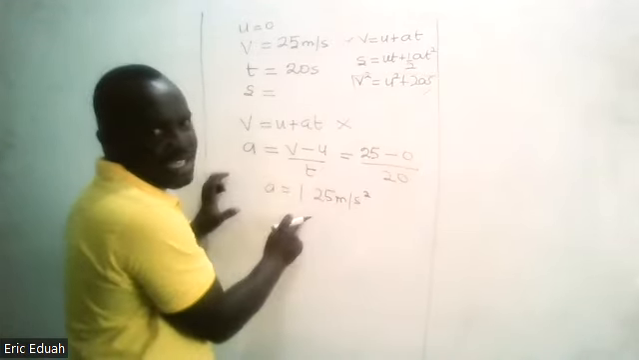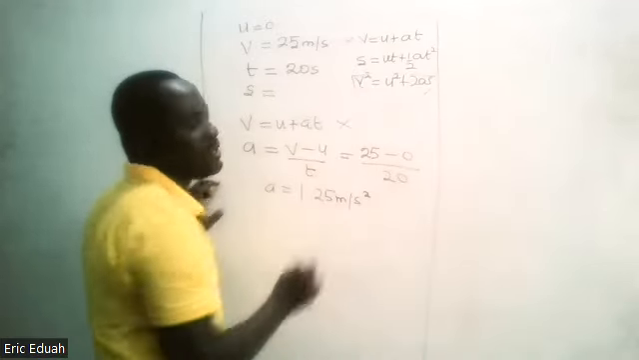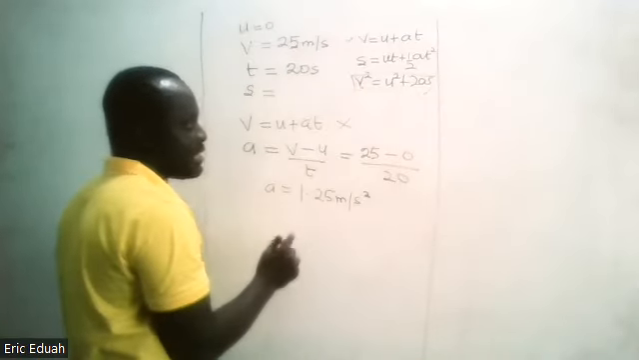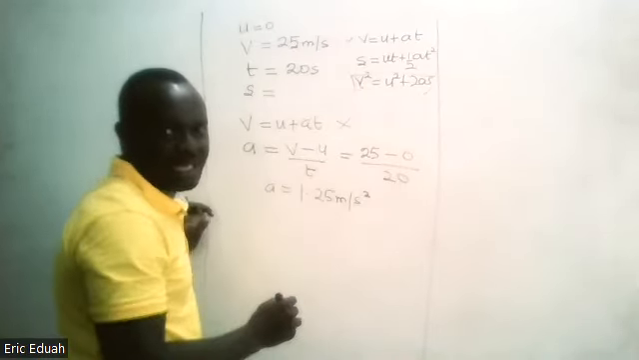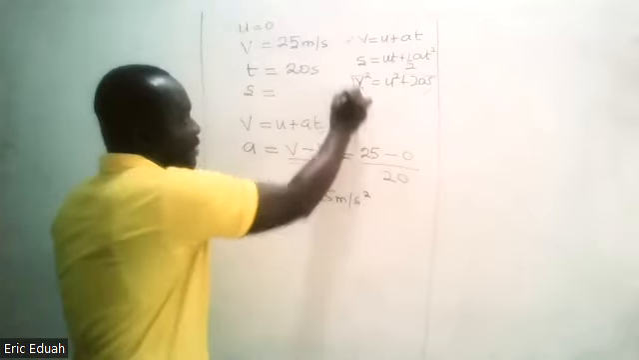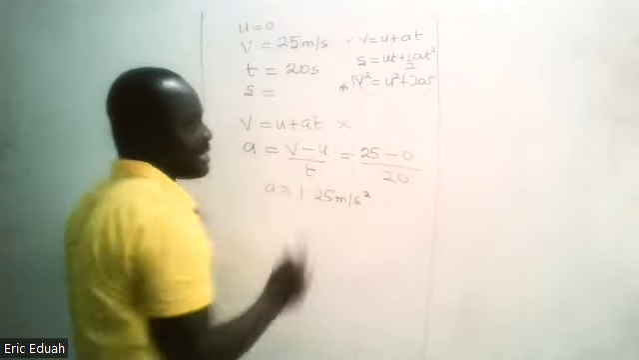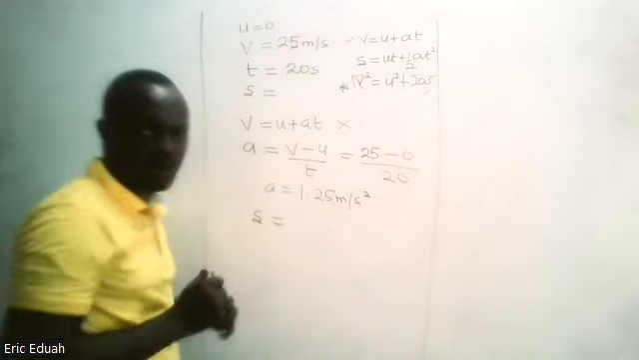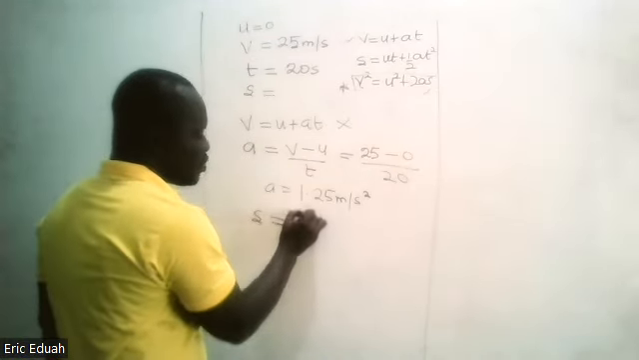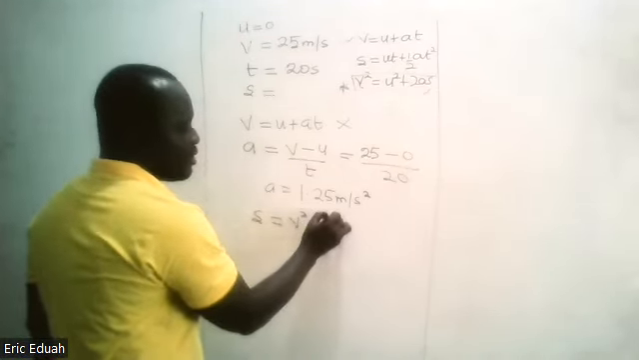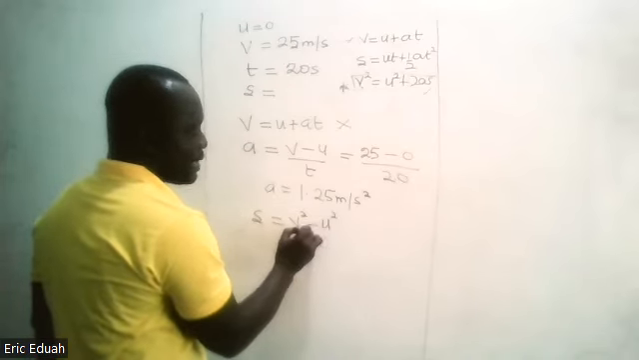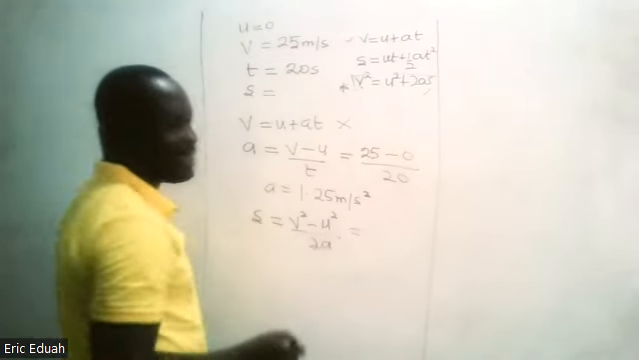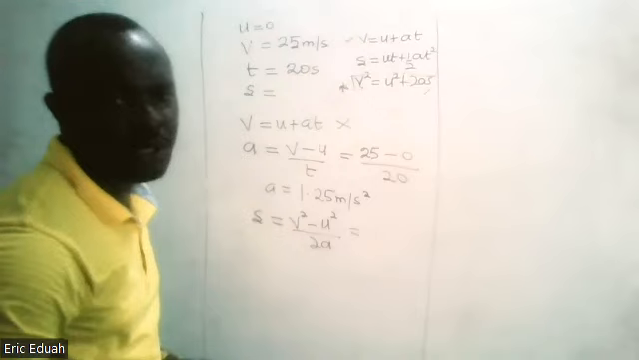So we have the acceleration, meaning we can use equation 3 to find s, the distance. Now help me make s the distance the subject from equation 3. V squared minus U squared, divided by 2a. Good. So let's now substitute our values.